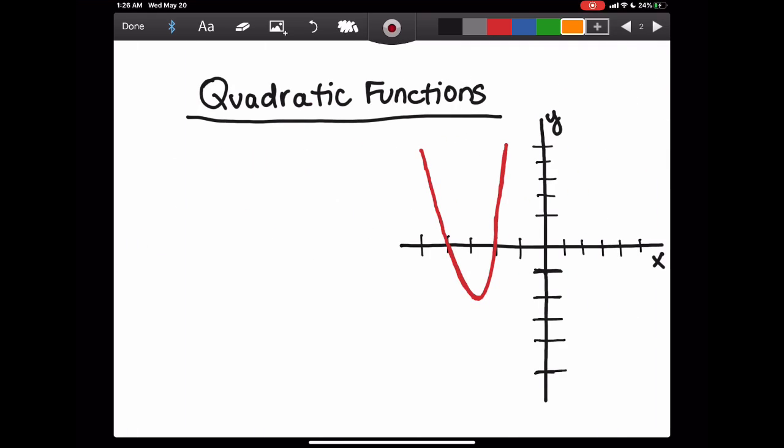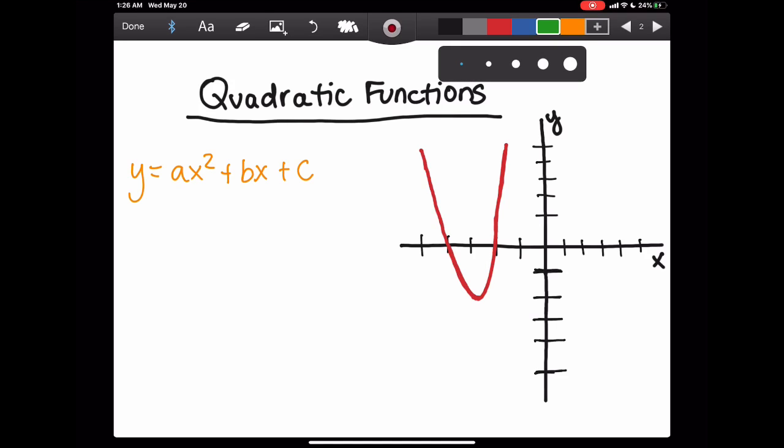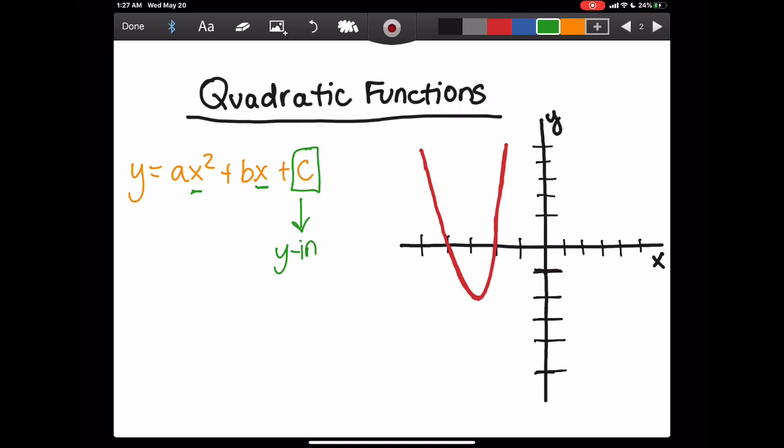Moving on here, we're talking about quadratic functions. Now, a quadratic function will be in the form y equals ax squared plus bx plus c. And remember, c is going to be the only number here that's not going to have the variable x attached to it. So whatever number is in the c spot, the number that does not have a variable attached to it is going to be your y-intercept.